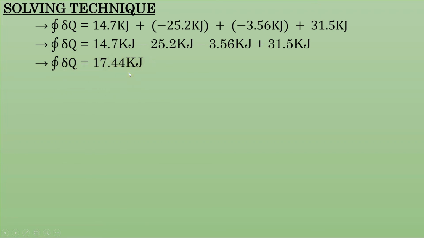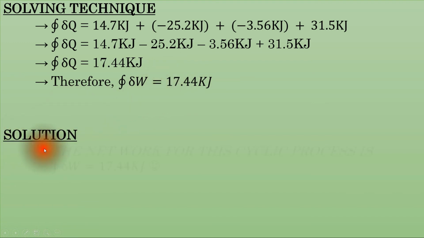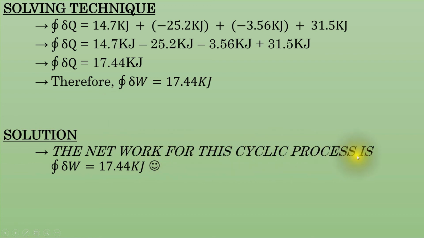We know that the basic formula is cyclic integral of δQ is equal to cyclic integral of δW. So we will just substitute this value in the basic formula. So we get cyclic integral of δW is equal to 17.44 kilojoule, which means the net work for this cyclic process is 17.44 kilojoule. Now we look into the solution. The solution is the net work for this cyclic process, cyclic integral of δW, is equal to 17.44 kilojoule. So friends, this brings an end to the explanation part of this video.